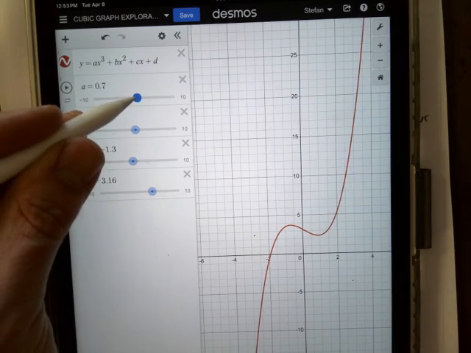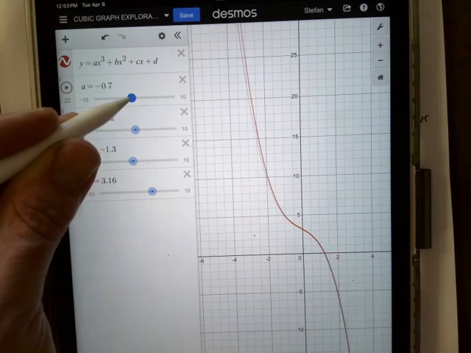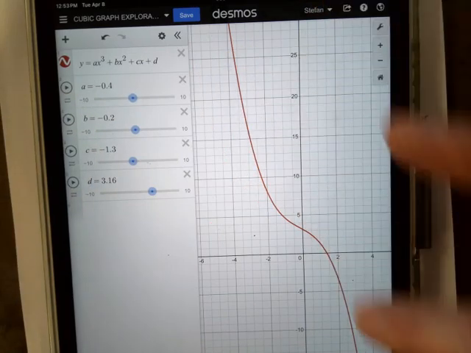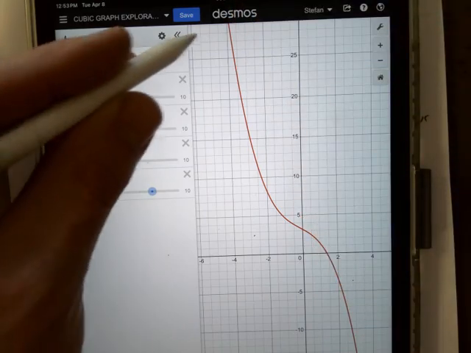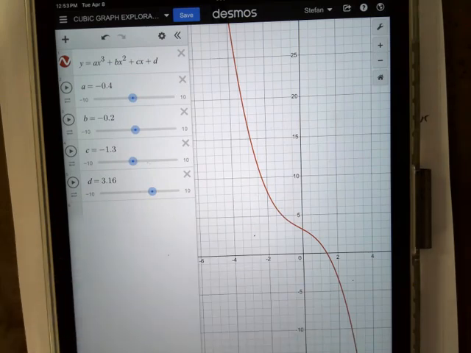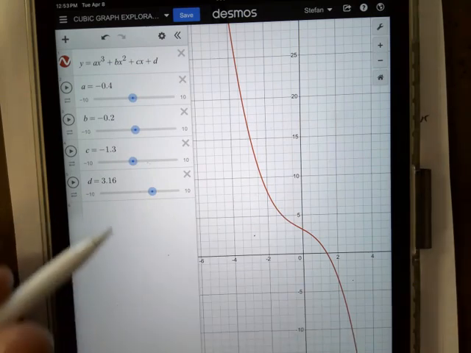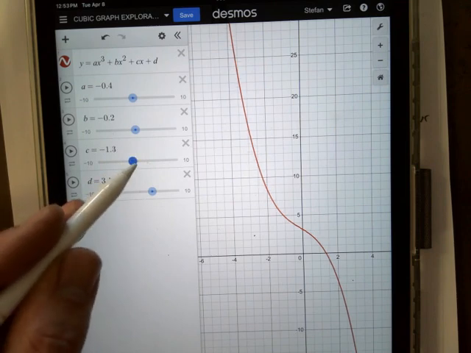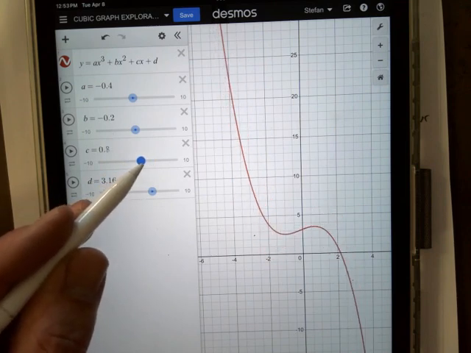And so if I turn a negative, watch what's going to happen. It's going to do this. It's similar to a linear. A linear, when it's a negative leading coefficient, does the same thing. So the end behavior is the same. Okay, and then C will affect the bend.